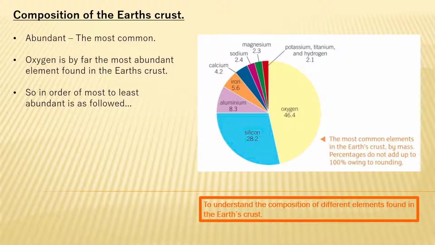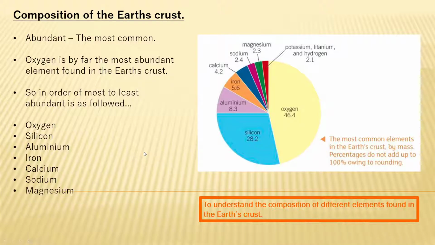Composition of the Earth's crust. There's a key term that we're going to use here, and this is abundant or abundancy. This simply means the most common. Looking at our pie chart, we can clearly see that oxygen is by far the most abundant element found in the Earth's crust. If we were to put this in order from most to least abundant, it would be as follows. Oxygen, silicon, aluminium, iron, calcium, sodium, magnesium, followed by a share of potassium, titanium, and hydrogen.